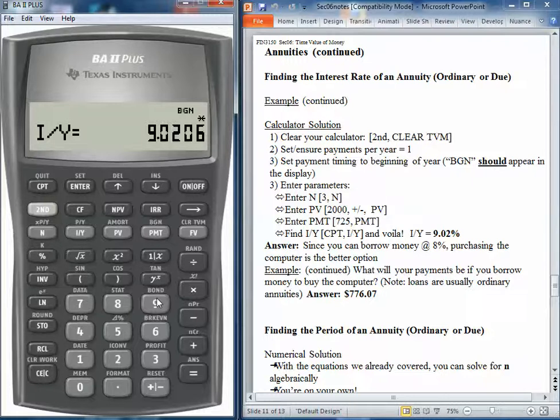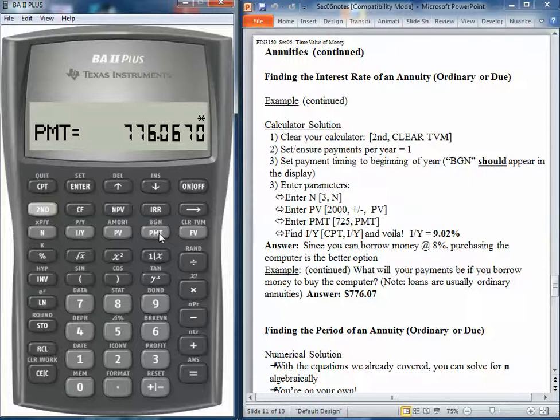So what will your payments be if you borrow the money and buy the computer? Now we're talking about an ordinary annuity. So we need to essentially start this problem new. And let's turn this into an ordinary annuity by changing those payments to occur at the end of every time period. We still are going to buy this computer in 3 years. We have an 8% rate of interest, a $2,000 present value, and we want to solve for the payment.